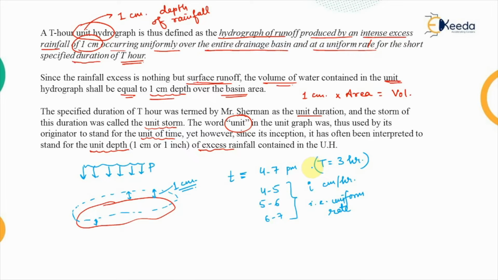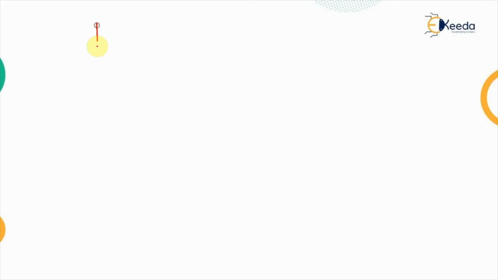So if a storm occurs for 3 hours, the rainfall excess from that runoff will be 1 centimeter. Then the hydrograph for such a storm will be known as the unit hydrograph of the 3-hour duration. So in the previous method, we have discussed that whenever we plot the curve of the discharge versus time, we always get a certain value, and then it increases and then again it recedes down.